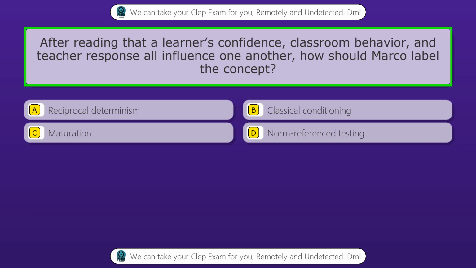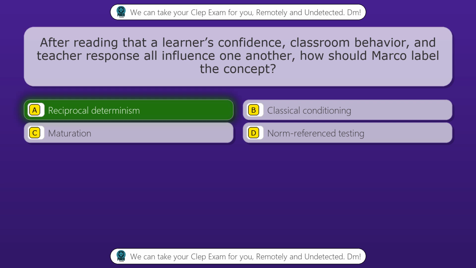Question 11. After reading that a learner's competence, classroom behavior, and teacher response all influence one another, how should Marco label the concept? Option A, reciprocal determinism. Option B, classical conditioning. Option C, maturation. Option D, norm reference testing. The correct answer is option A, reciprocal determinism.